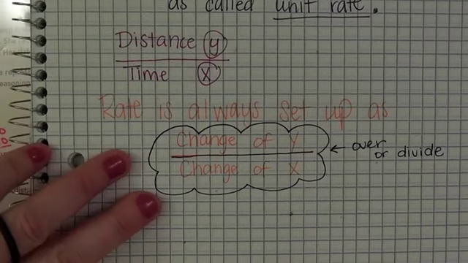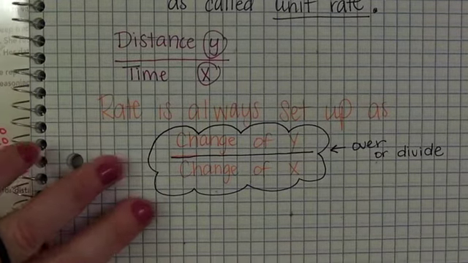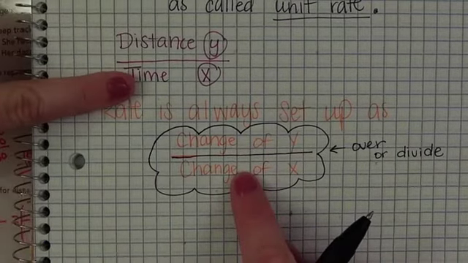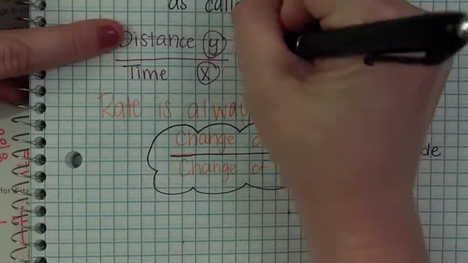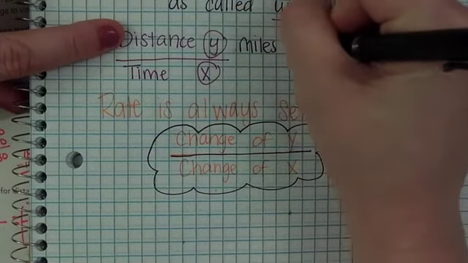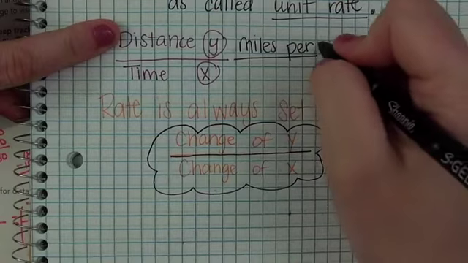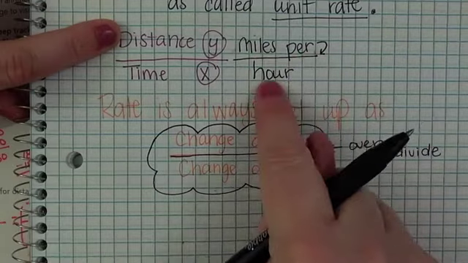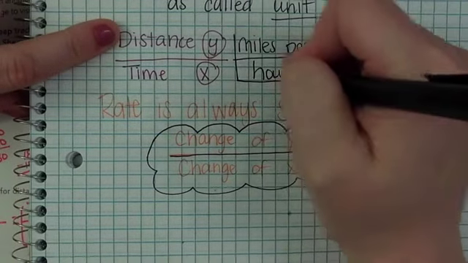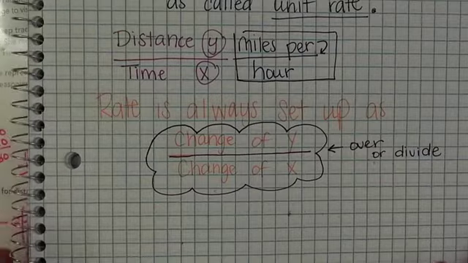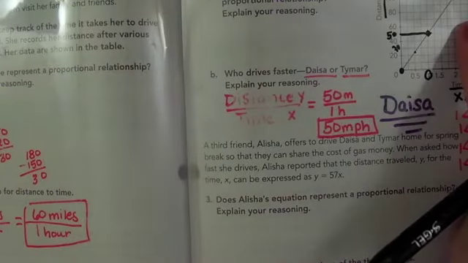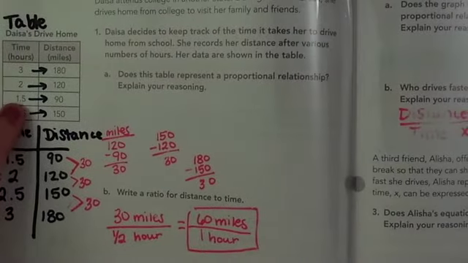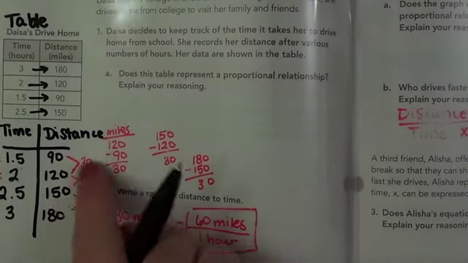Okay, one last thing. No, actually, I'm going to stop there. So change of y over change of x. It was distance divided by time. Miles per, which is what that means right there, hour. So it was miles per hour. And that is rate of change. So again, we took our graph and we changed it into a table. This one was already set as a table, and we just found the amount that it was changing by.